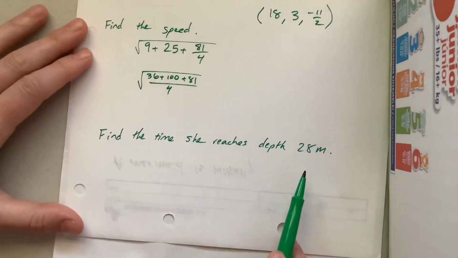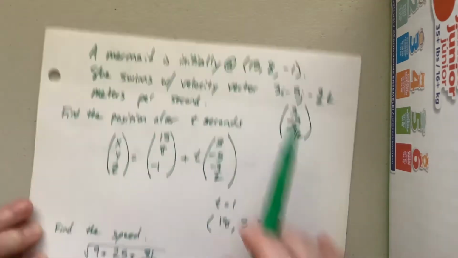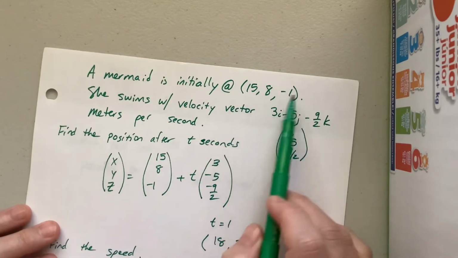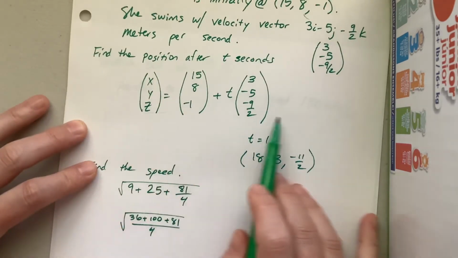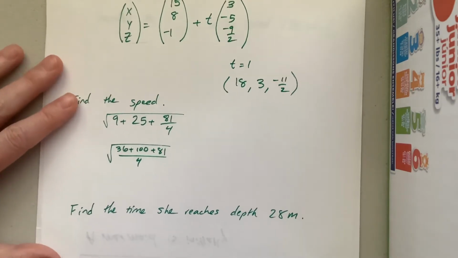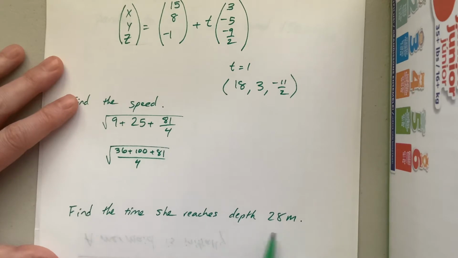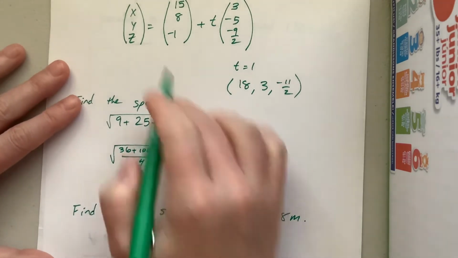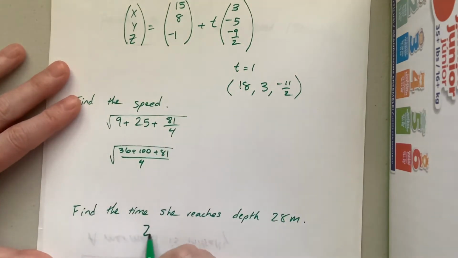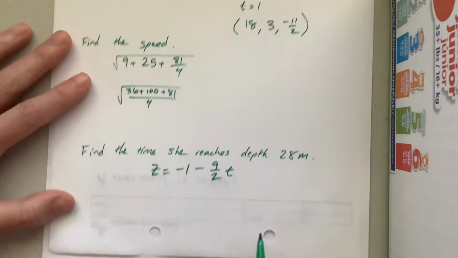Okay, so it says find the time she reaches the depth of 28 meters. When we think about depth, which value are we concerned about? Well, we're concerned about the z. And we want to know when our z value equals, do we want it to be 28, or -28? A depth of 28 tells me that she's gone down into the water. So the z equation right up here, z is equal to -1 minus 9/2 t. We want to know when this is -28.